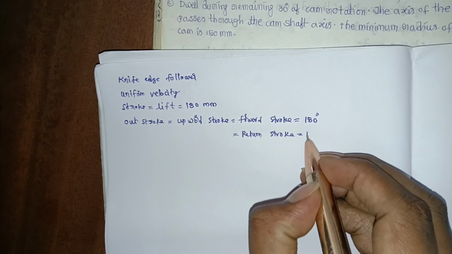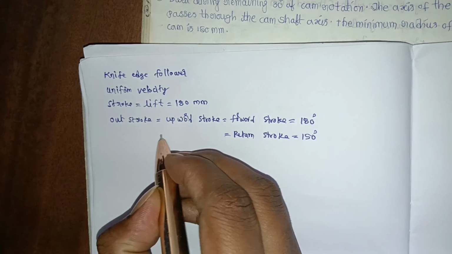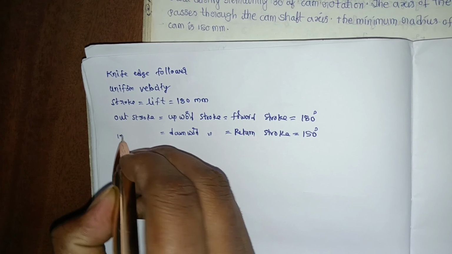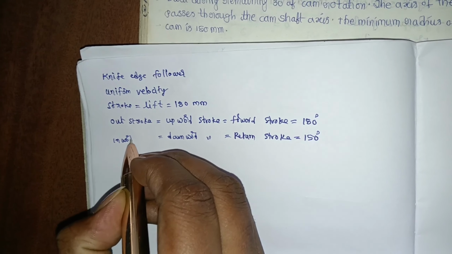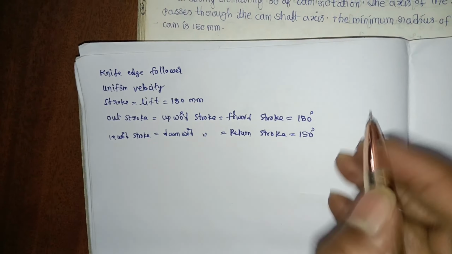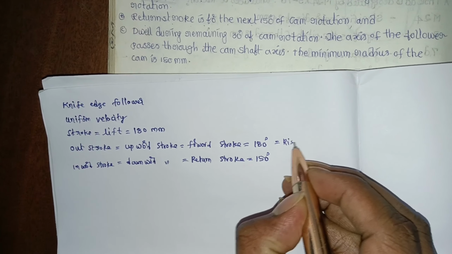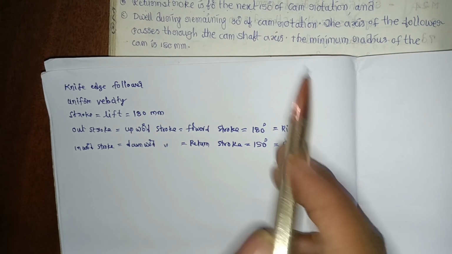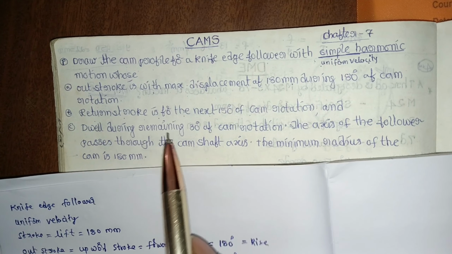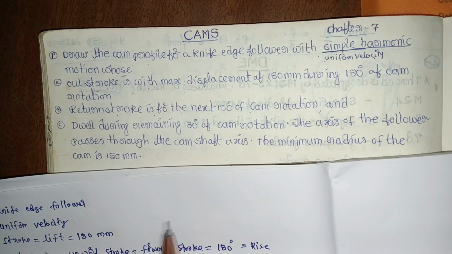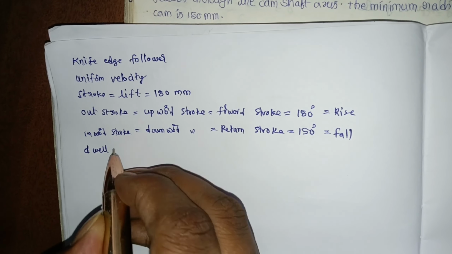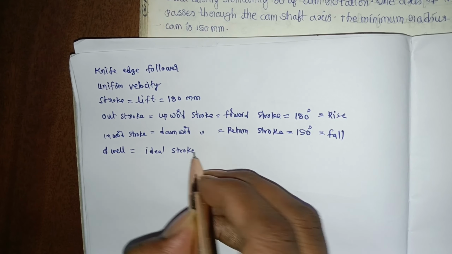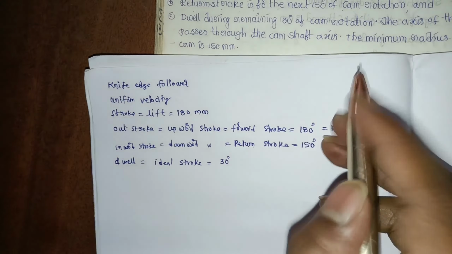equal to 150 degrees, also called a downward stroke or inward stroke. This is also called a rise, and this is also called a fall. There are different names for this. And dwell during the remaining 30 degrees of the cam rotation. Here they are given the dwell or idle stroke, that is 30 degrees of cam rotation.